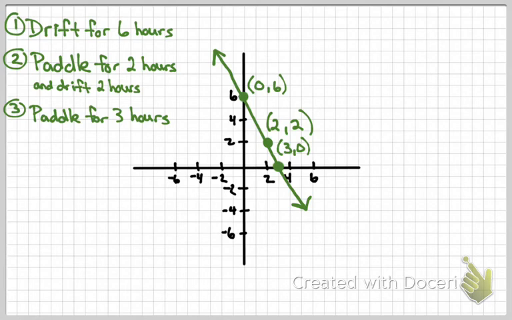My X value meant paddling, my Y value meant drifting, and now I can make conclusions based on these ordered pair values. That's number 19.